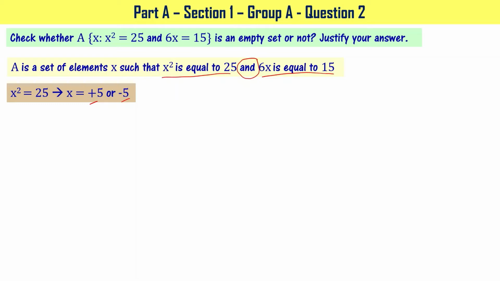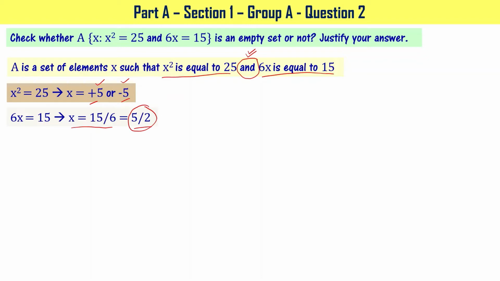And 6x is equal to 15 means what? 6x equal to 15 can be written as x equal to 15 by 6. It means 5 by 2, right? Now you see, now the 'and' comes into the picture. The numbers you have here are plus 5 and minus 5, and this is 5 by 2. It is not any of these two numbers, right? It is not plus 5 or minus 5. It is a different number, 5 by 2 or 2.5.